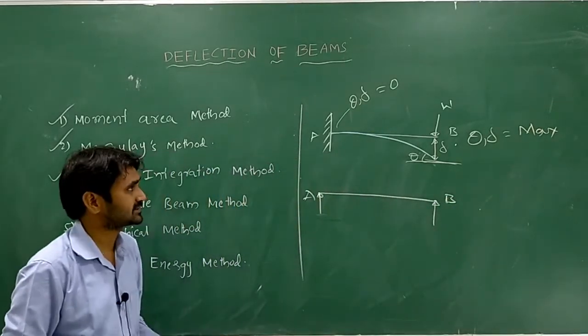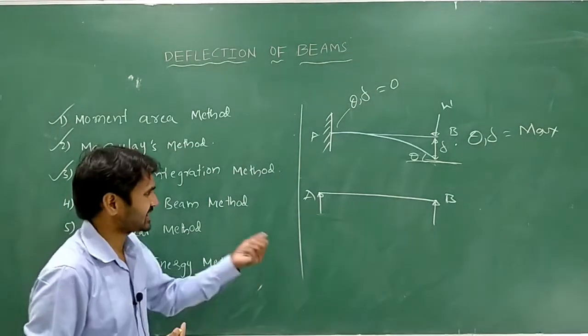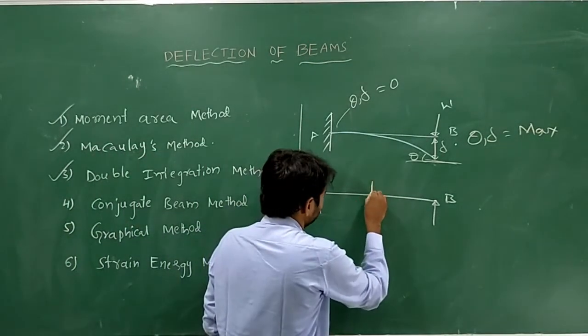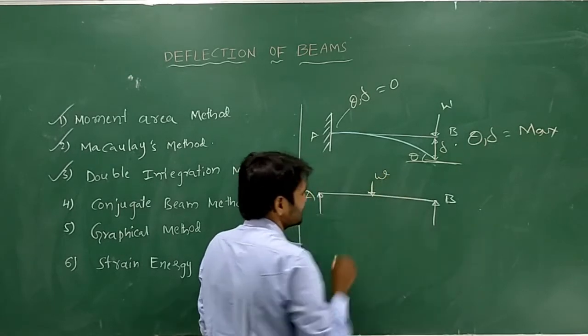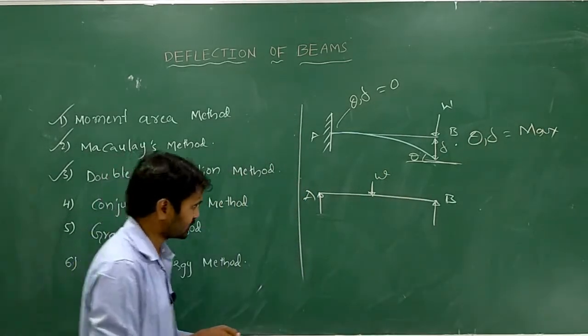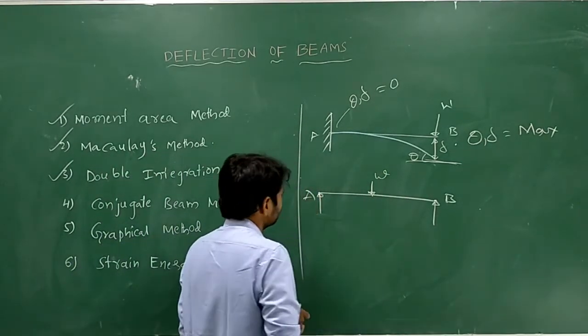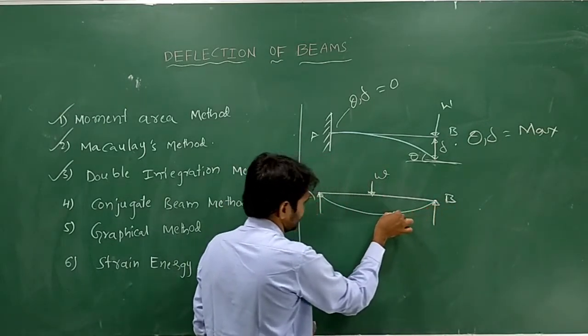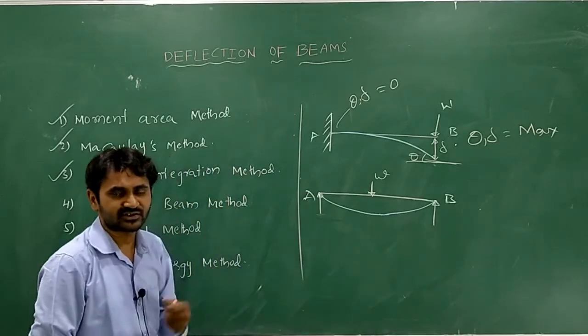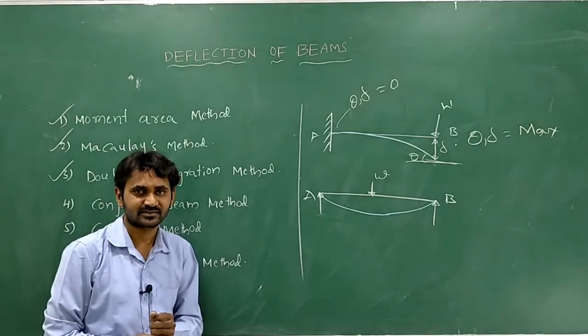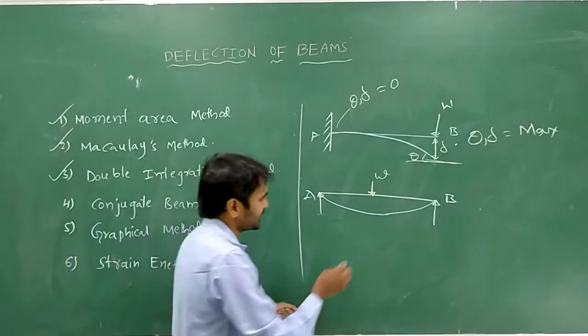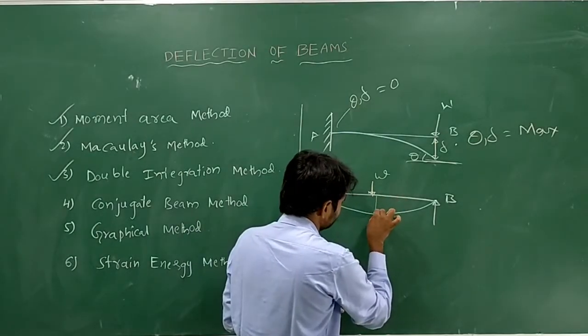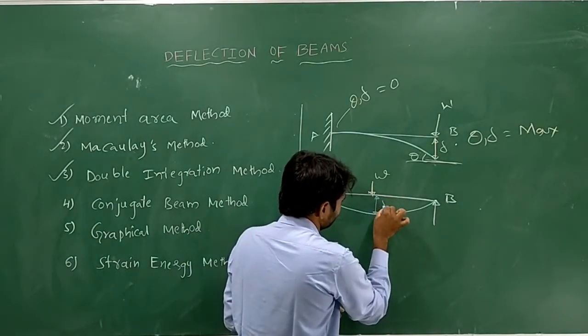Now here, some load is acting. Let me say W is a load which is acting here. So how is my beam going to be deflected? We have seen that it is like this. The deflection of a simply supported beam comes like this. Here your deflection is coming over here. So this is my concept of deflection.